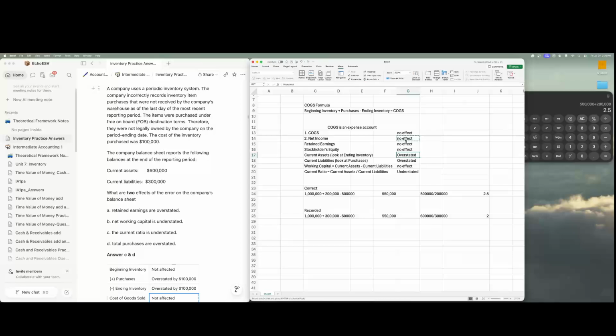But the current ratio, it will actually have an effect on the current ratio. The current ratio would be understated. So as you can see here, the correct amount of current assets should be 500,000. The correct amount of current liabilities should be 200,000. So if you want to look at the current ratio, it should be 2.5. But because what was recorded incorrectly is 600,000 for the current assets as well as 300,000 for the current liabilities, the recorded current ratio is actually 2. So what was recorded is actually understated versus what should have been correctly recorded.